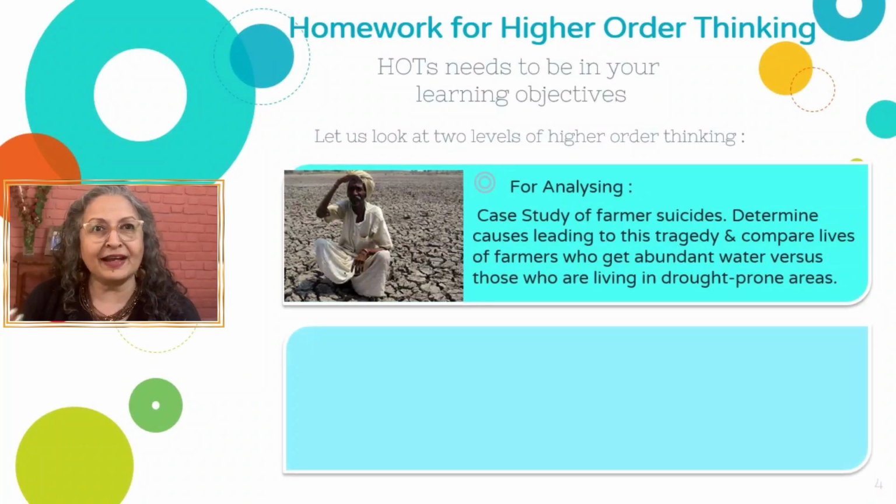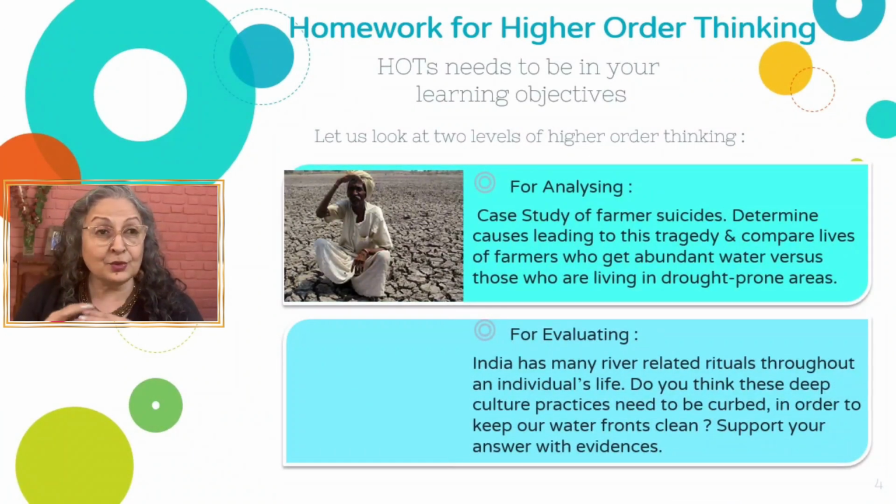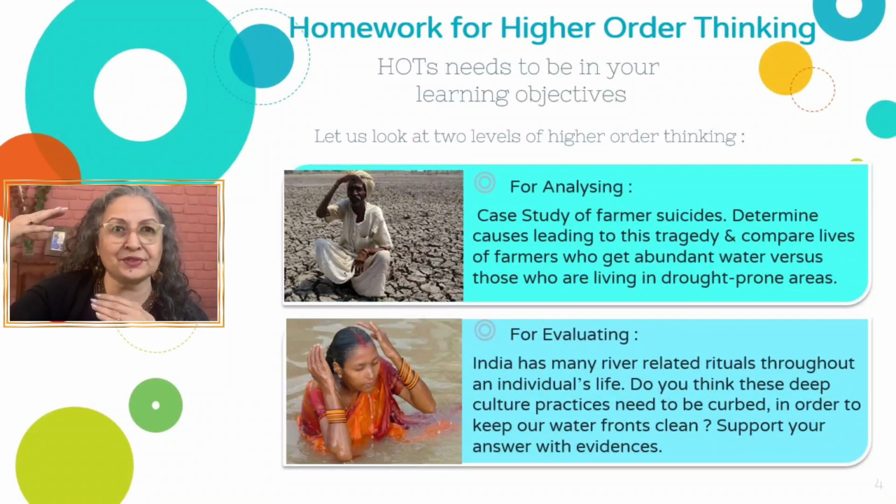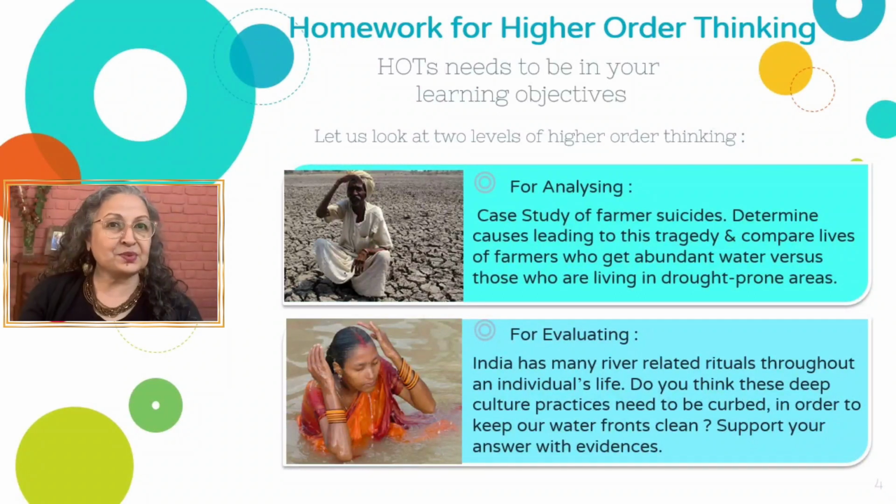Here's another one for evaluating. So we have so many river rituals in our country, right from birth to death. The river is very important for us. So we have a lot of river-related rituals which are also polluting the river. So something like, do you think these deep cultural practices need to be abandoned or at least curbed? A discussion is important, no? Discussion in the classroom to raise the bar of thinking is important. They're evaluating. Give reasons why. So some bit of homework should also be for higher order thinking.